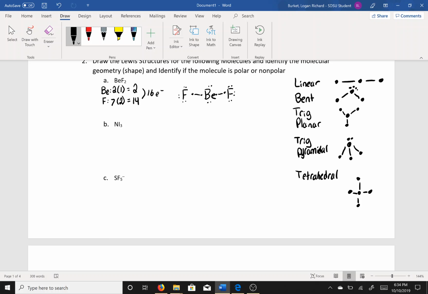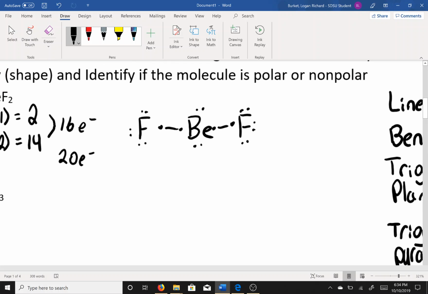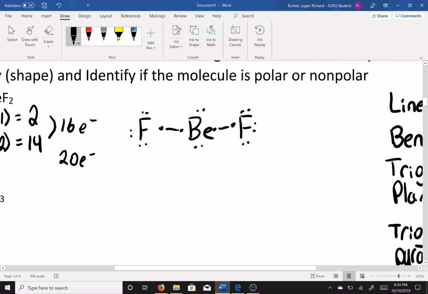Now when we sum it up, we're at 20 electrons in this structure, which is not the same as the 16 that we have right above that, right? So what we have to do is there are two things that could happen. First, I would check if we can form multiple bonds. And since these are halogens on either side, that is not possible because halogens cannot form more than one bond. And a double bond is more than one bond.